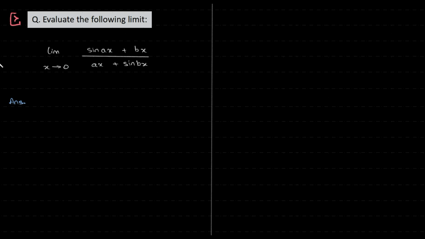Evaluate the following limit. Let's check if things will work out if I put 0 over here. So sine 0 is 0. So this is also 0, 0 and 0. So what's happening? 0 by 0. So this will not work out.